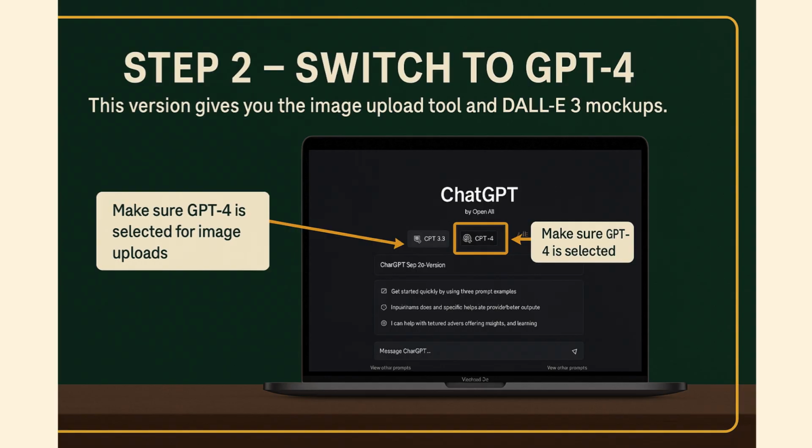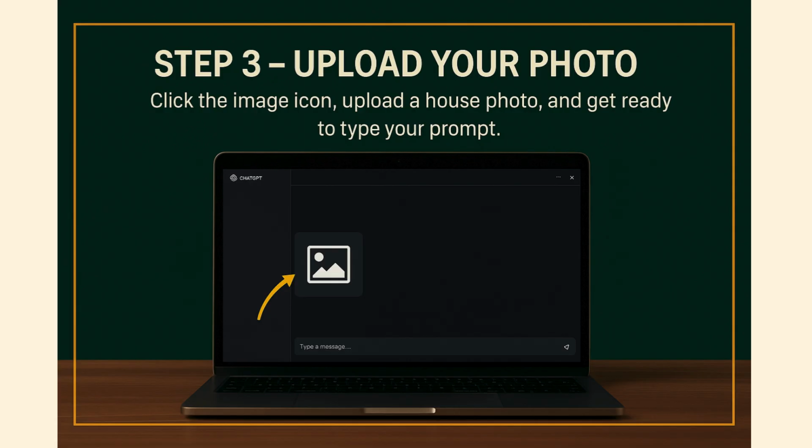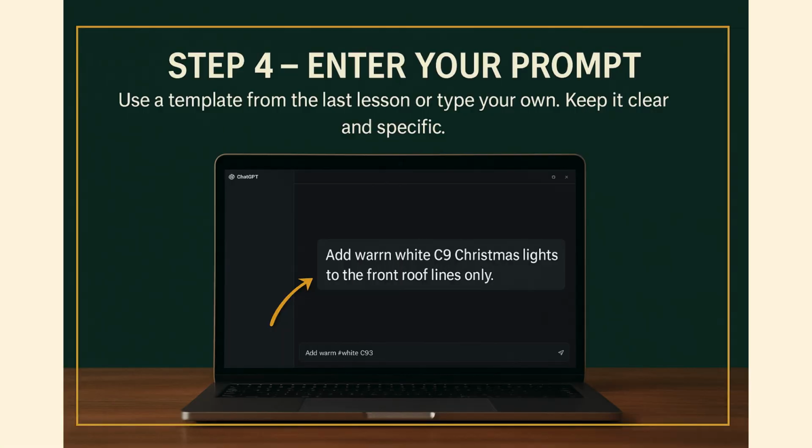Make sure you're using the newer version, because that's the one that allows image uploads and gives the most realistic mockups. Now look for the little image icon next to where you type your message. Go ahead and upload your customer's photo or just a test photo of a house to start. Once it's uploaded, click into the message box and type your prompt. You can copy one of the examples from the last lesson or write your own.